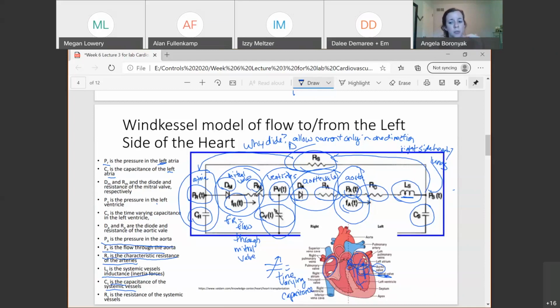That valve also has some resistance because it's a narrowed path for blood to flow through. So I modeled that mitral valve with a resistor as well, RM. And I can talk about the flow through that valve by modeling the current through these elements right there in series. That flow through my mitral valve is what I'm calling FR here as a function of time.